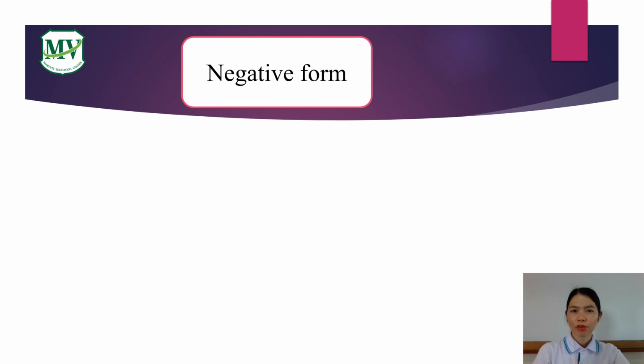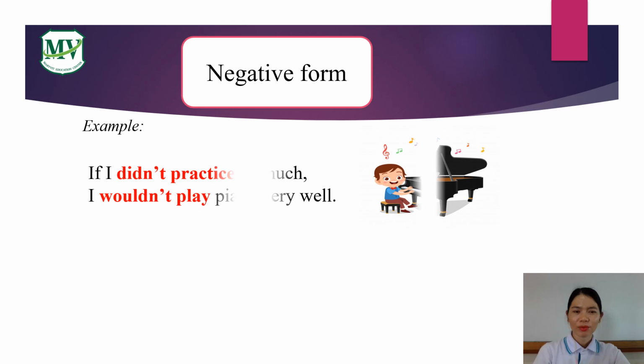And the last form for today is negative form of second conditional. Let's check on the examples together. Example. If I didn't practice so much, I wouldn't play piano very well. For past simple, I use didn't to create the negative form. For would, we change into wouldn't in the sentence.